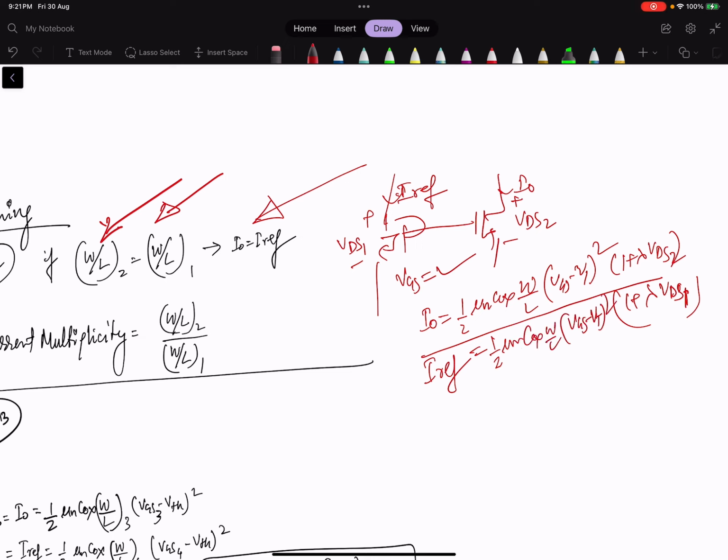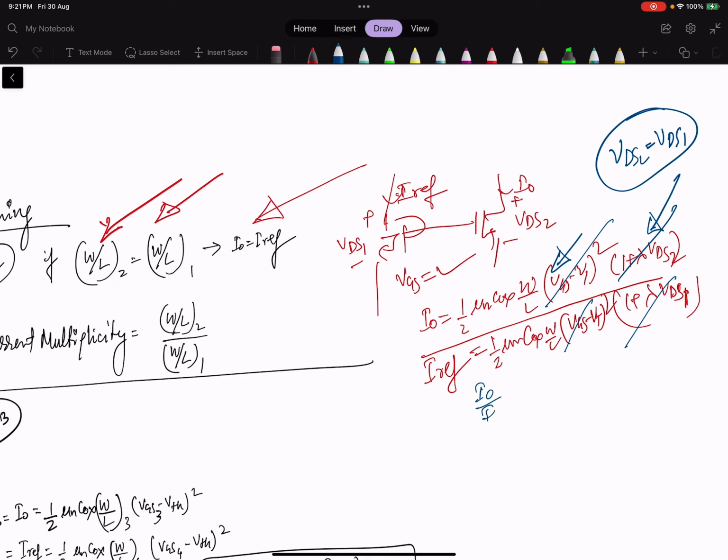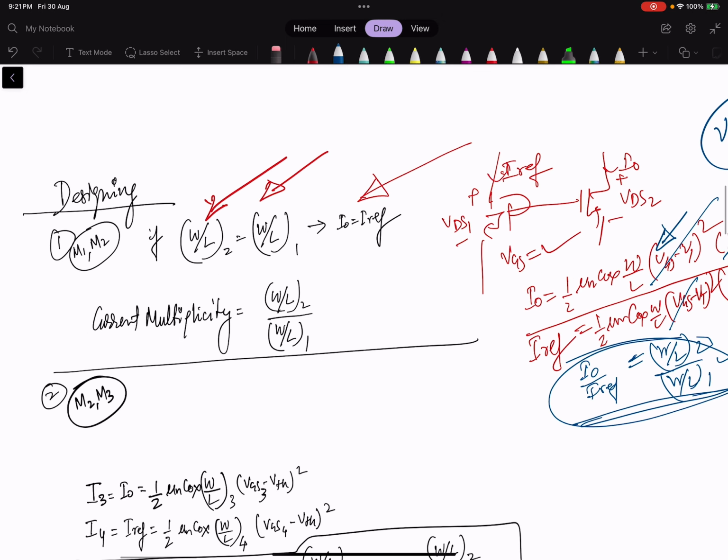So what factors will be gone? These factors will be gone, this and this and this and this, because VGS is also the same and VDS is also the same. We have made VDS2 equal to VDS1 from the above circuit. Then the equation I0 upon IREF is equal to W by L of 2 by W by L of 1. The ratio of two aspect ratios will define the ratio of the two currents.